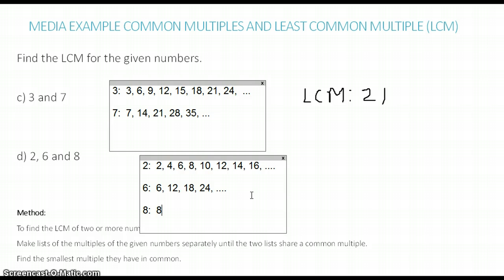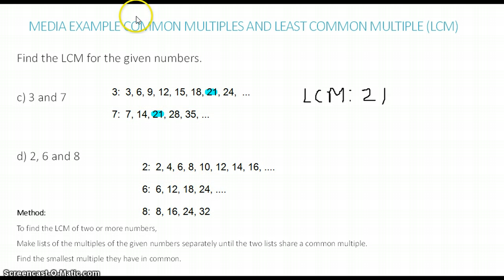And now multiples of 8. 8. 8 plus 8 is 16. 8 more is 24. 8 more is 32. So now let's take a look at our lists. So I'm going to look at 2, and I'm going to look for common multiples between 2 and 6. So notice 2 and 6 both have 6, but that is not in 8's list of multiples, so we can't use that. 8 is a multiple of 2 and 8, but it's not in the list for 6, so we're going to keep going. Looking at 10, nobody has 10 but 2.